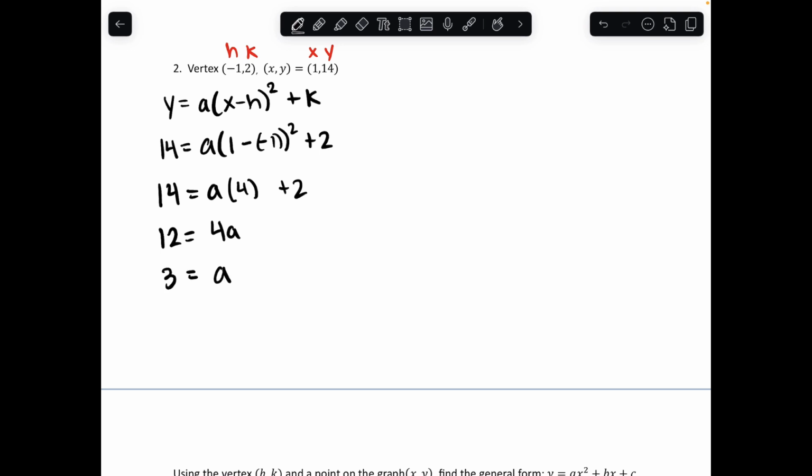Now we can go ahead and start plugging things into our vertex form equation. So we'll have y is equal to 3 times (x plus 1) quantity squared, and then we're adding k, so plus 2. And that is our final answer. As something to point out, this plus 1 is coming from the minus negative 1.